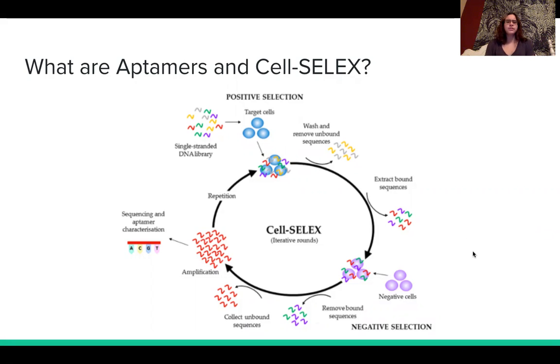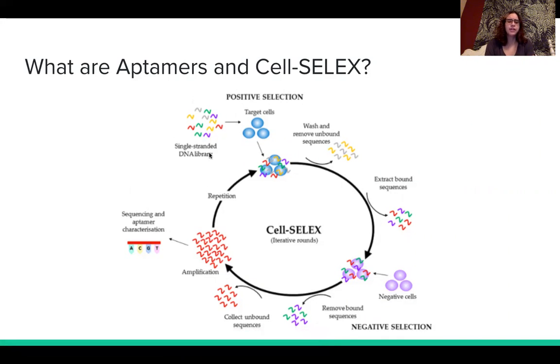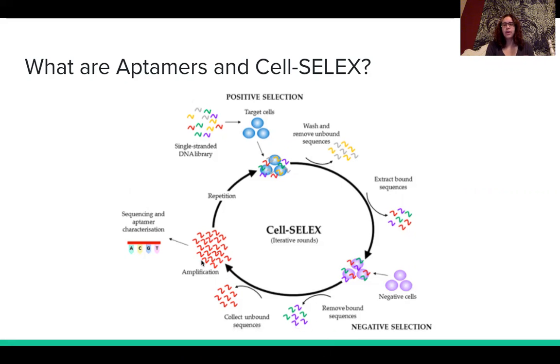Cell-SELEX is the method that is used to make these aptamers. You use a single-stranded DNA library. You incubate the single-stranded DNA with target cells. You wash and remove unbound sequences, extract the bound sequences, and react them with negative cells in order to remove sequences that would also bind with non-target cells.